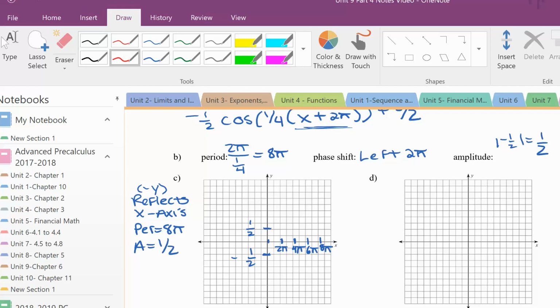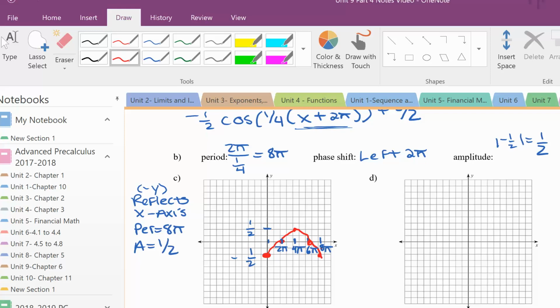At 0, normally for cosine it'd be at the top of the amplitude, but now because it's a reflection, it's at the bottom. Then it goes 2 pi, 4 pi at the top, 6 pi, and then 8 pi would be the last one there. So this is what the graph would look like: one period with just the reflection, the period, and amplitude.